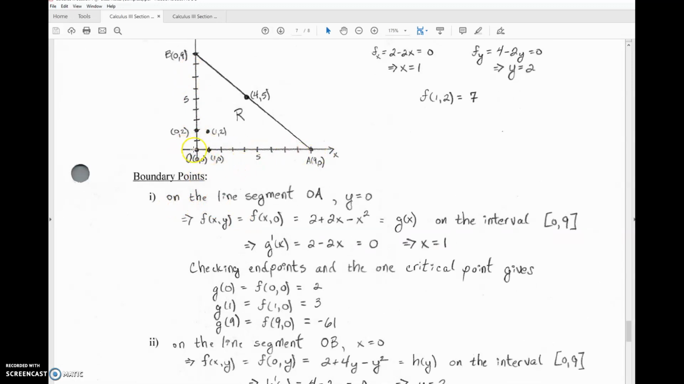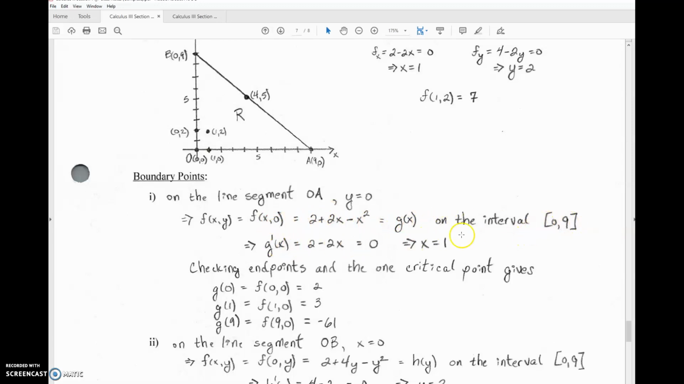So I labeled the corner points. I labeled O, the origin, which is (0,0). I labeled A, the point on the x-axis, (9,0), and B, the point on the y-axis, (0,9). So these are the corners of our domain. So I'm going to look at each piece of the domain separately. So on the line segment OA, notice we have y equals 0. So f(x,y) is just f(x,0), which is 2 plus 2x minus x squared. So it's really just a function of x on the interval 0 to 9.